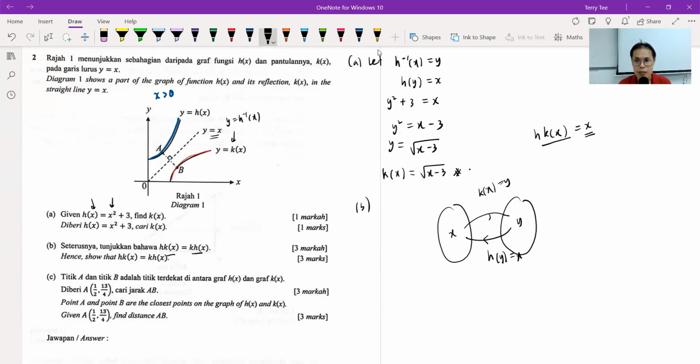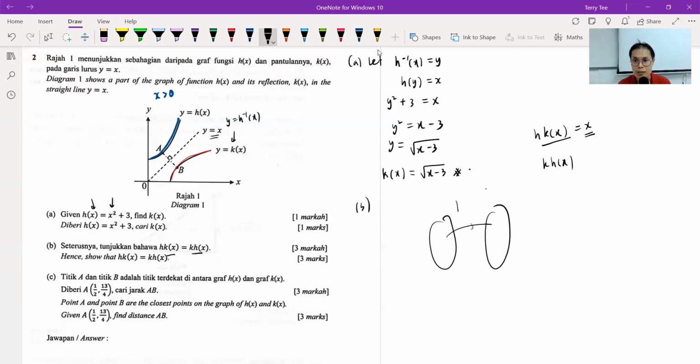So we can reverse it. Even if I do, for example, kh(x), kh(x) means h(x) happens first, right? I start from x, I map onto y, followed by function k. Function k will map y back to x. So this is the same. But this is true if h is the inverse of k, and k is the inverse of h. In this case, we already know they are inverses of each other, but we need to show it. We can't just say that it's true.